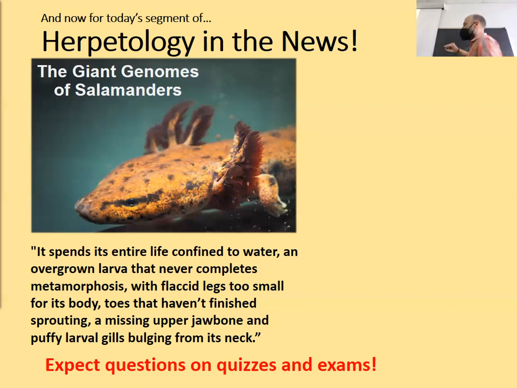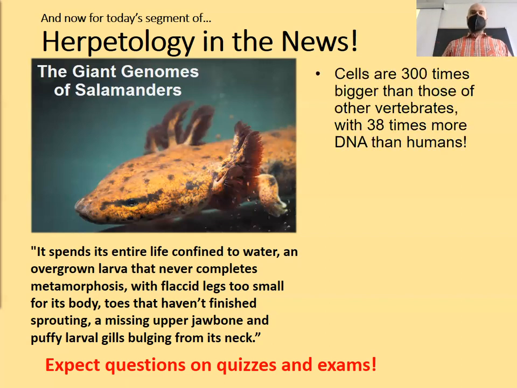So what's cool about salamanders, among many, many other things, is they have many species, and this is a generalization, but many species, such as the mudpuppy you see here, have enormous genomes, like super, super giant genomes. And I'll show you a figure that exemplifies that in just a second. And what that means is that because it has all of this DNA, each of its cells needs to be bigger. And so in this case, the cells of these organisms are 300 times bigger than those of other vertebrates, with about 38 times more DNA than humans.